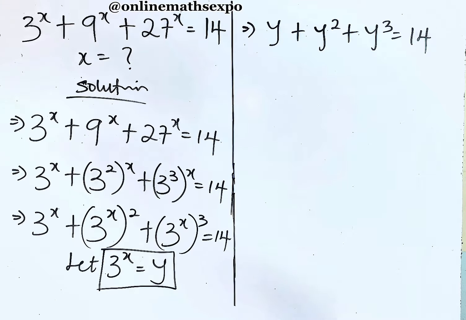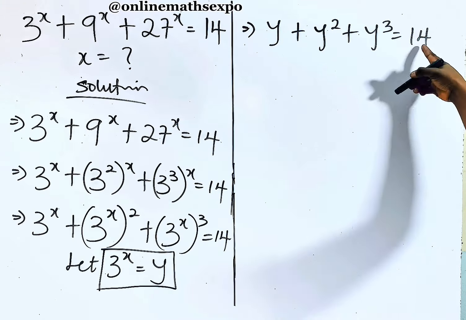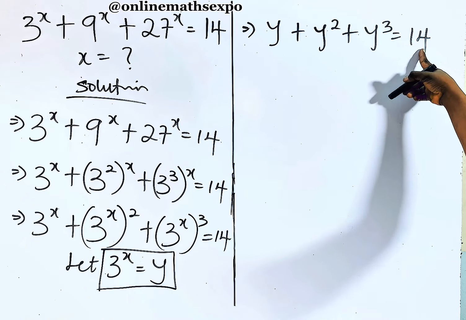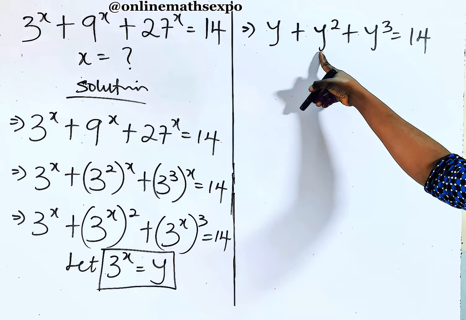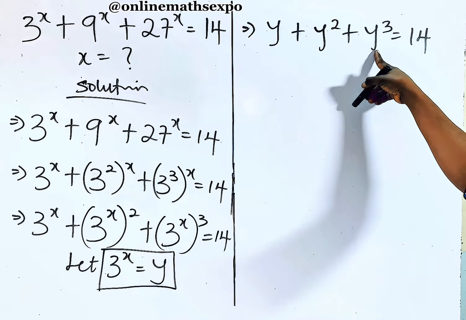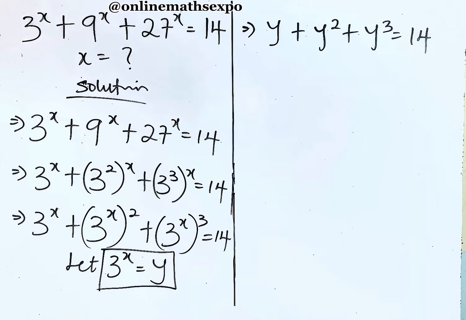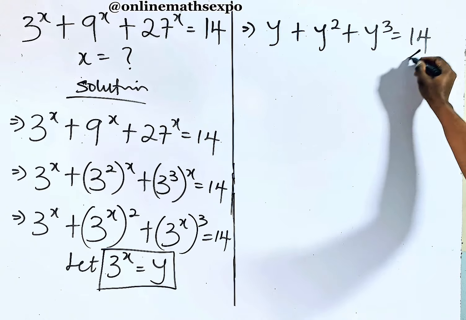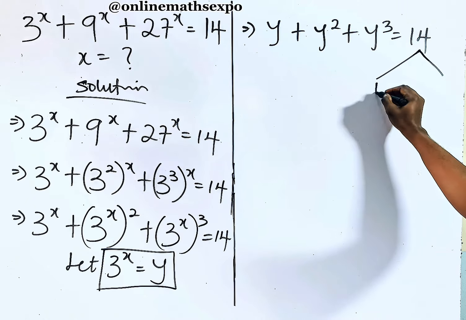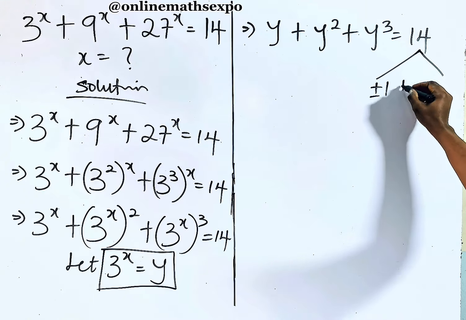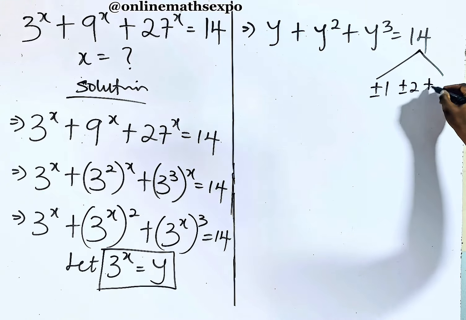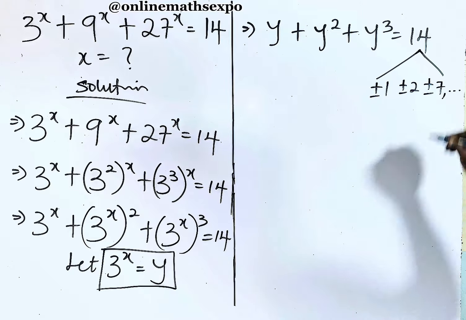Now, at this point, we are going to ask ourselves the question: is there a number we can get from the factors of this 14 such that when we have that number, add it to the square of the number and the cube, it will be giving us 14? Remember, we're going to get it from the factors of 14, both the positive and negative. So we have positive and negative 1, positive and negative 2, positive and negative 7, and so on.